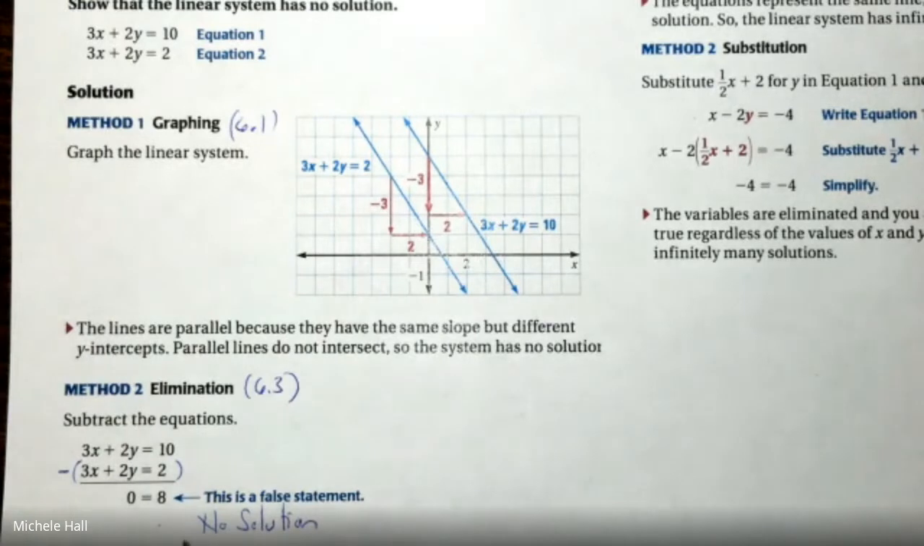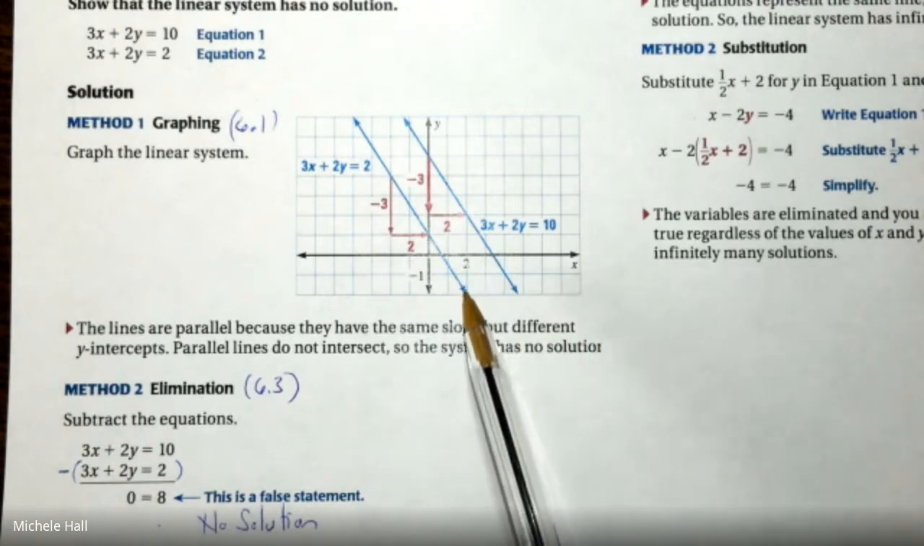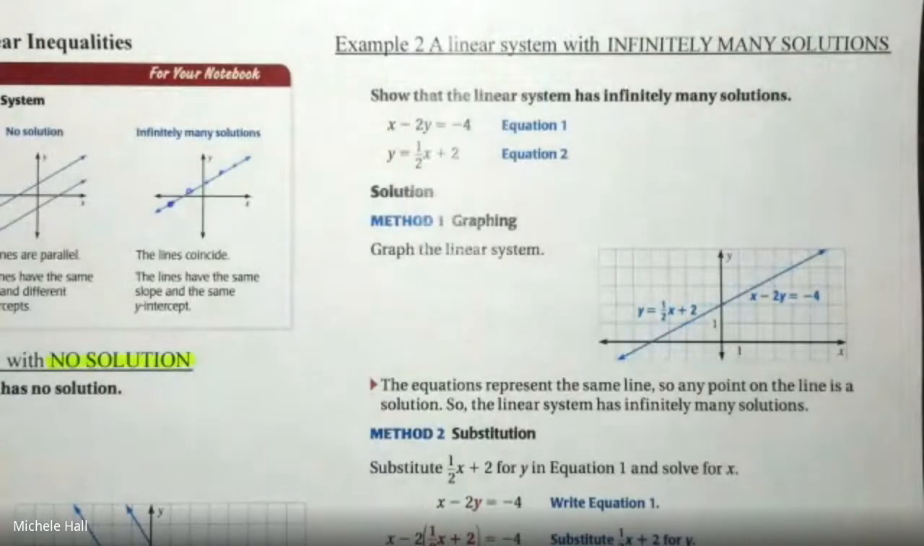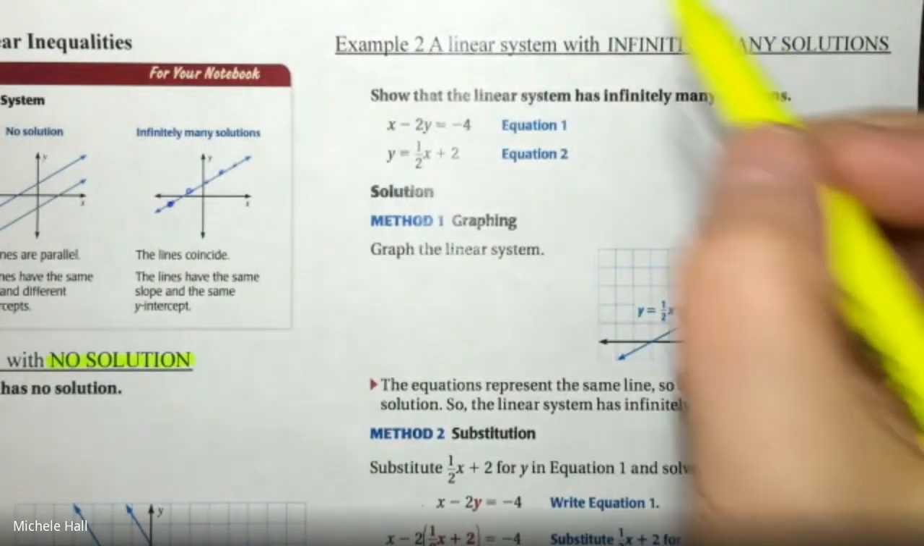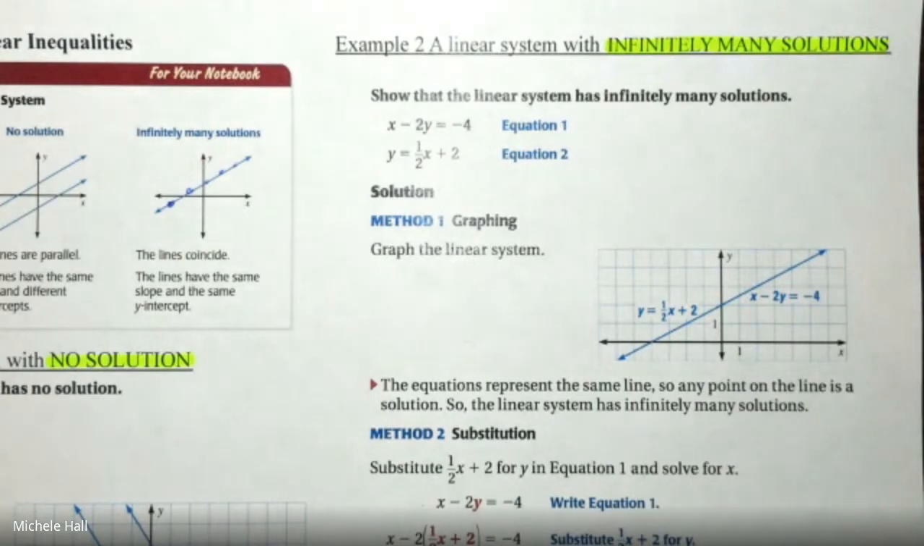This is what it would look like algebraically. I would get an equation that was false for no solution, and this is what it would look like for a graph with no solution. How about infinitely many solutions? What would that look like graphically?